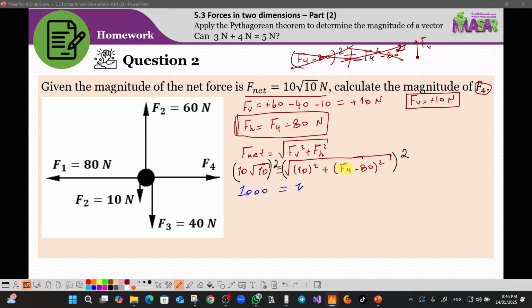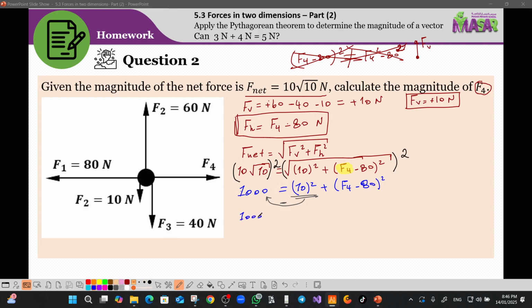I need to write them again. So 10 squared plus (F4 minus 80) squared. Now, don't bother yourself with this term. You can square the 10 and move it to the other hand side. If I square the 10, I will get 100. Now just move the 100 to the other hand side by changing the sign to work on the isolation.